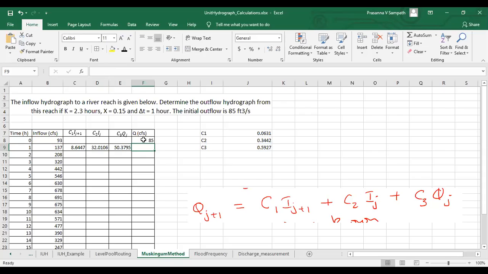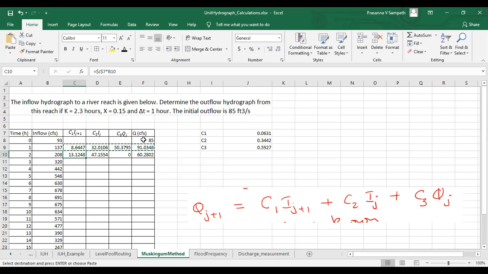Now what is qj plus 1? It is simply the summation of these three, right? You can simply sum these three numbers, and you get the flow rate at the j plus 1th time step, which means 1 hour later, the outflow at the end of this channel reach will be 91 CFS. Then, because the formulae are all relative to the location, you can simply copy it all the way down.